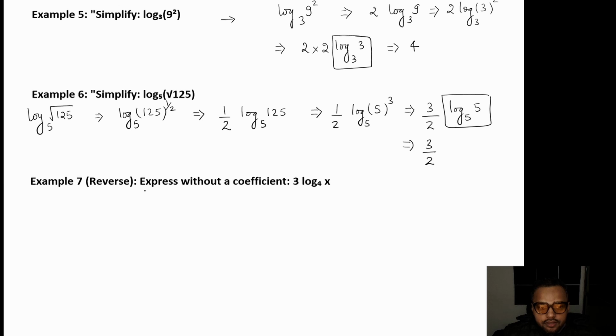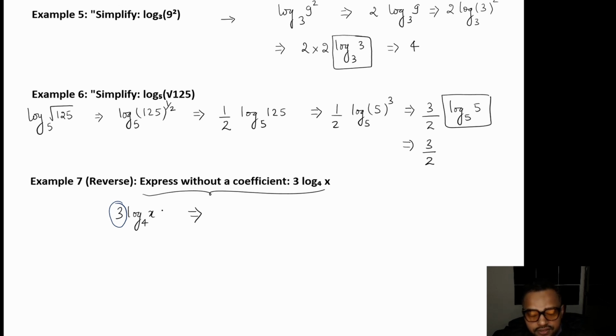Okay, this is the reverse, in which we need to write without a coefficient. See, what is without a coefficient? I'll tell you, 3 log of x base 4. What they are asking us, see, I'll tell you. This part is a coefficient of log of x base 4. So they want us to solve in such a way that no coefficient is left.